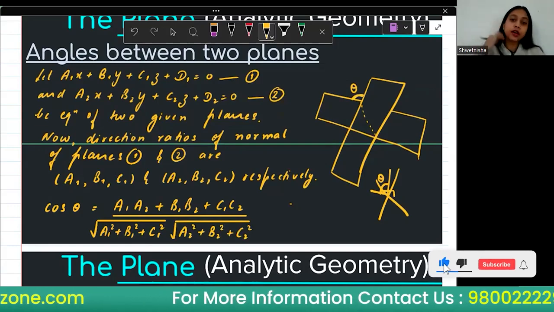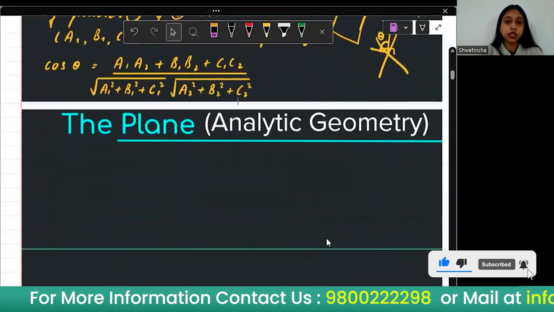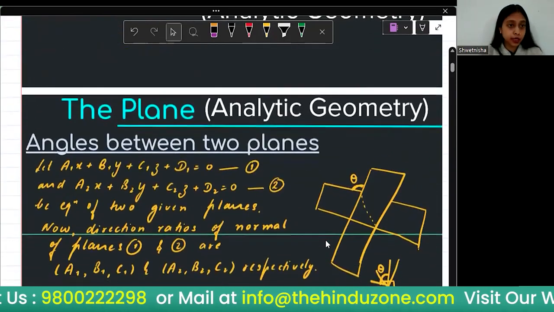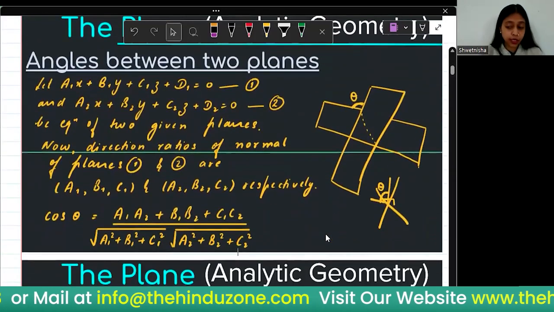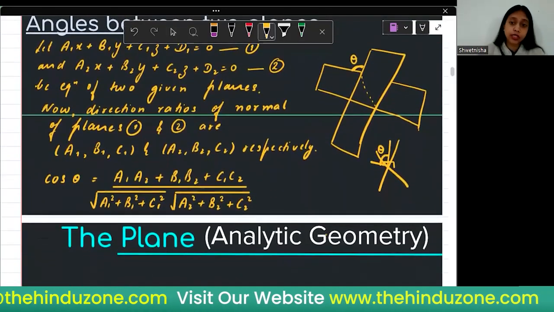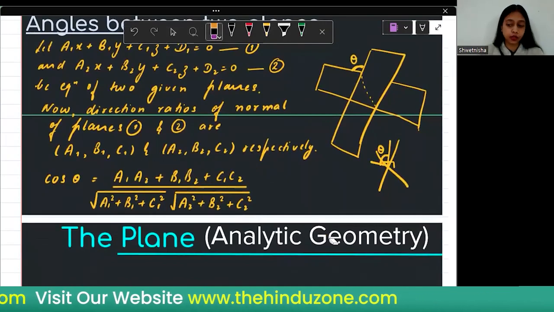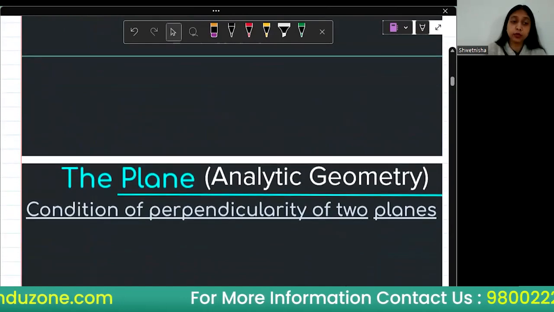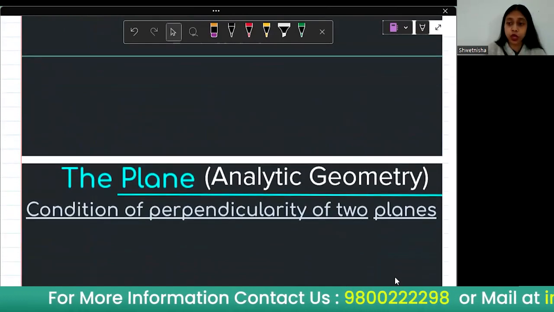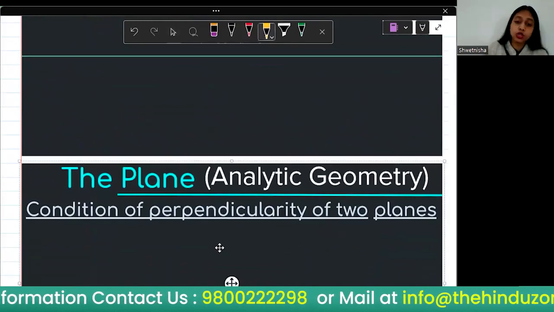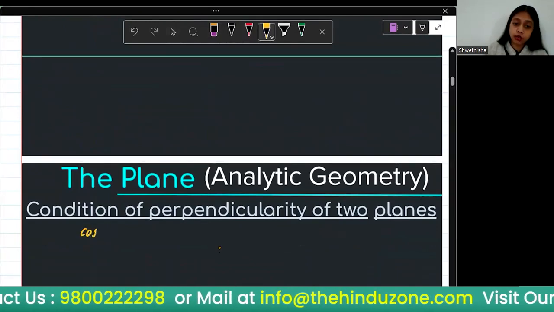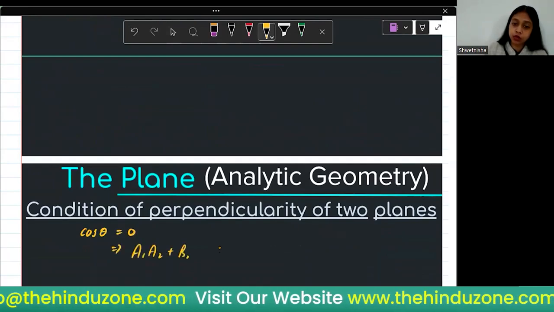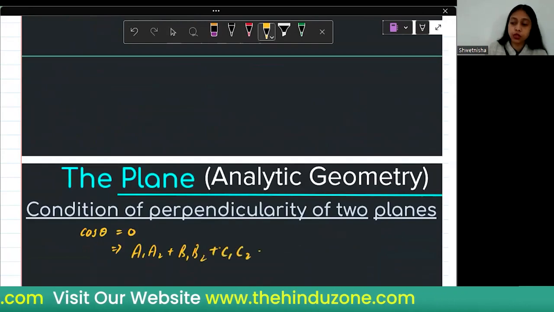Okay. Next, if these two planes are perpendicular, then how can we see that? Perpendicular means the angle is 90 degrees, and cos 90 degrees is 0. So that means the numerator has to be 0 in that case. Simple. So the condition of perpendicularity of the two planes, equation 1 and equation 2: cos theta would be 0, which implies that a1 a2 plus b1 b2 plus c1 c2 is equal to 0.